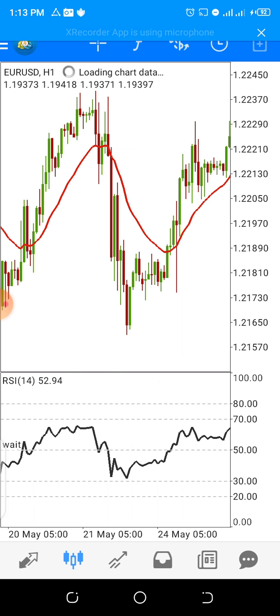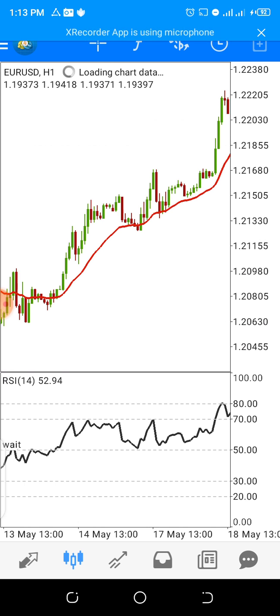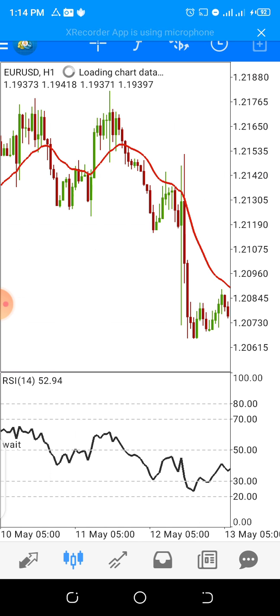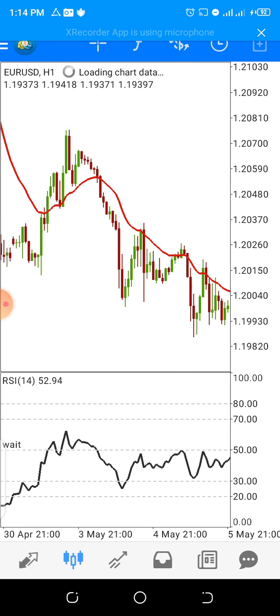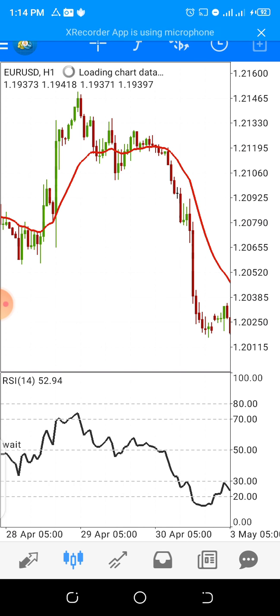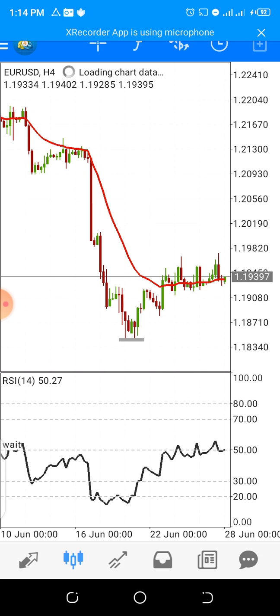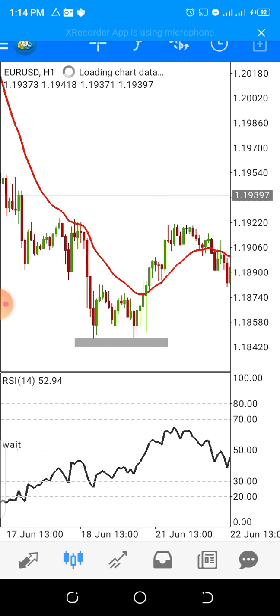In this video, I actually want to let you in on how I use this simple moving average. Very simple strategy to follow, not difficult. Just pay attention. If you can see my chart right now, this is the Euro USD 1 hour chart. You can use this strategy on any time frame. This is 30 minutes, this is 4 hours, this is 1 hour time frame.